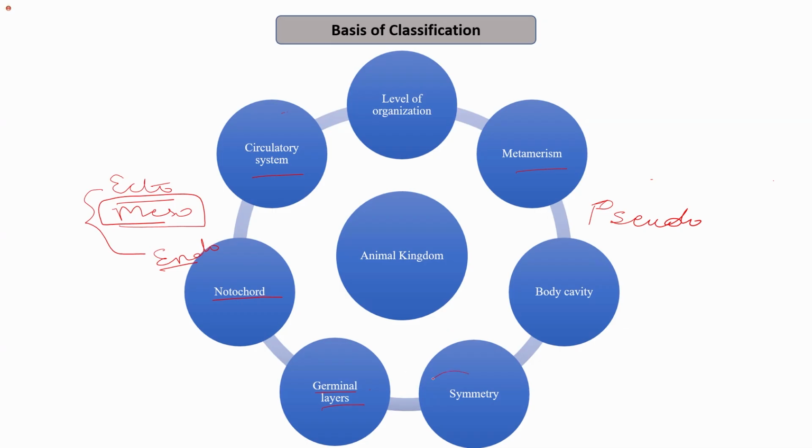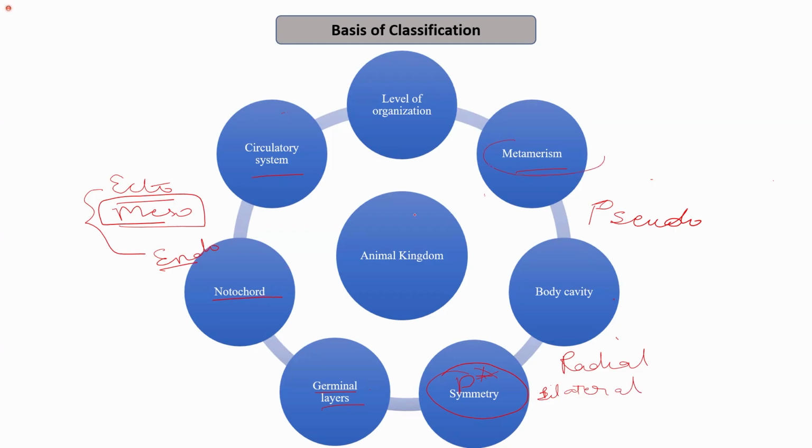Also, in the last class, we discussed classification on the basis of symmetry. This is very important, as most of the questions are asked from symmetry, because we discussed 3 different types. The first was asymmetric, which do not have any particular symmetry, like most of the sponges, or poriferans. Then we discussed radial symmetry, and also bilateral symmetry.